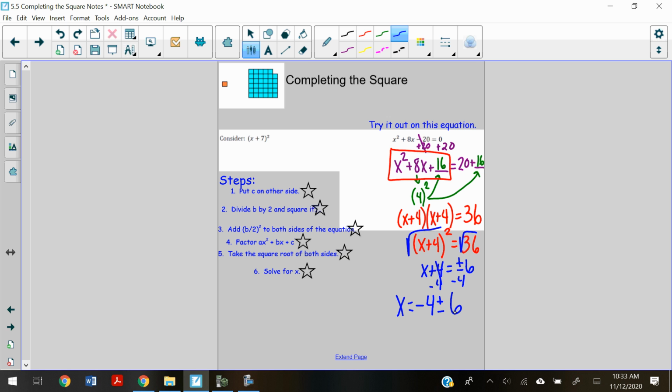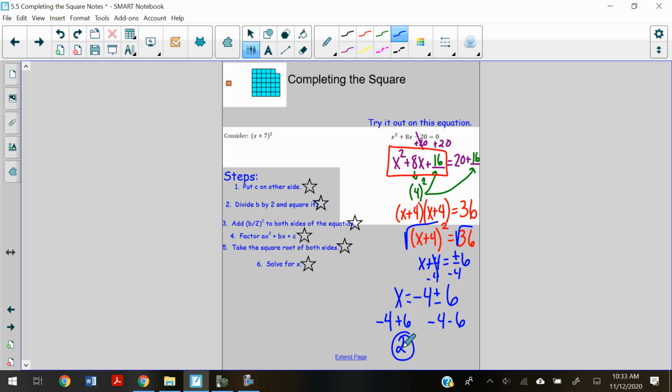So it splits it into two problems, negative 4 plus 6 and negative 4 minus 6. Negative 4 plus 6 gives me 2, and negative 4 minus 6 gives me negative 10. Whew. Okay, pause the video, make sure you can get that all written down, rewind it, watch it again, email me with questions. Here's your first complete the square problem.